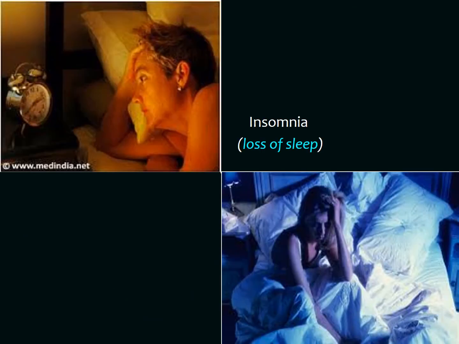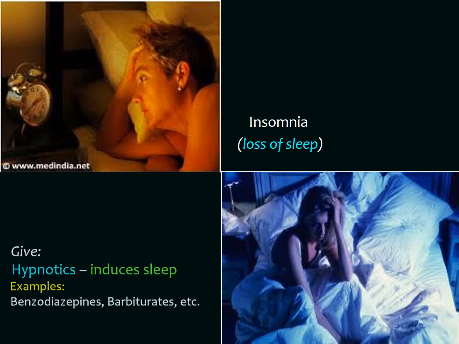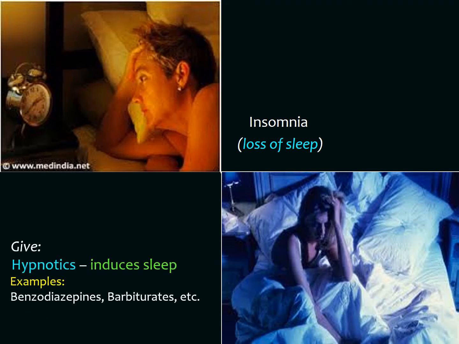Insomnia, loss of sleep. Obviously, we have to give a sleep inducer, and those are known as hypnotics. Again, examples are benzodiazepine and barbiturate. And remember here, in low doses, they will just calm down the person, they can produce an anxiolytic effect. In slightly higher doses, they will induce sleep. Same drug, same benzodiazepine, same barbiturate, only the dosage differs. In low doses they produce anxiolysis, in slightly higher doses hypnosis.